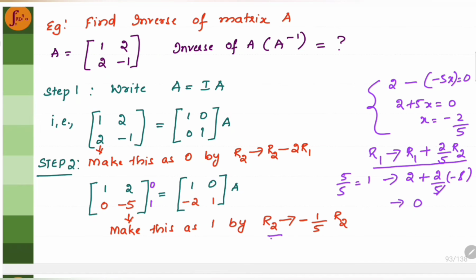So I will take the row 2 element and multiply it with minus 1 by 5, with the row 2 element itself. So what's going to happen is, you start with this row 2 element. First take 0. 0 you multiply with minus 1 by 5. It's going to be 0 only. So this element is going to be 0. Then you'll take the second element, minus 5, and multiply with minus 1 by 5. Minus and minus is going to become plus, so it's going to be plus 1. So what are we going to get?